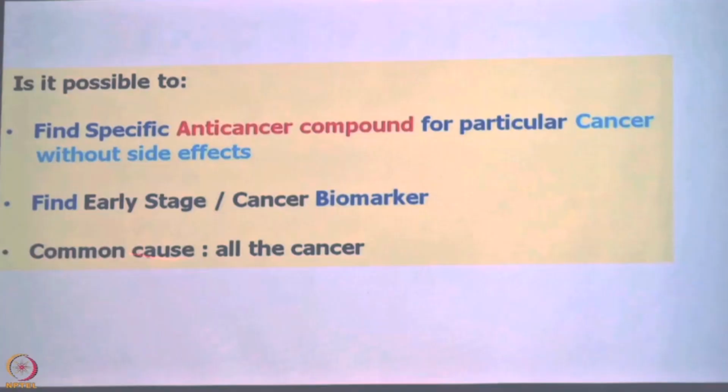If you want to do something in life, you have to ask a question. What is the question? Find a specific anti-cancer compound for a particular cancer without side effects. Is it possible to find a drug without side effects? That is the reason you ask the question, what is not easily possible. Second, find an earlier stage cancer biomarker.